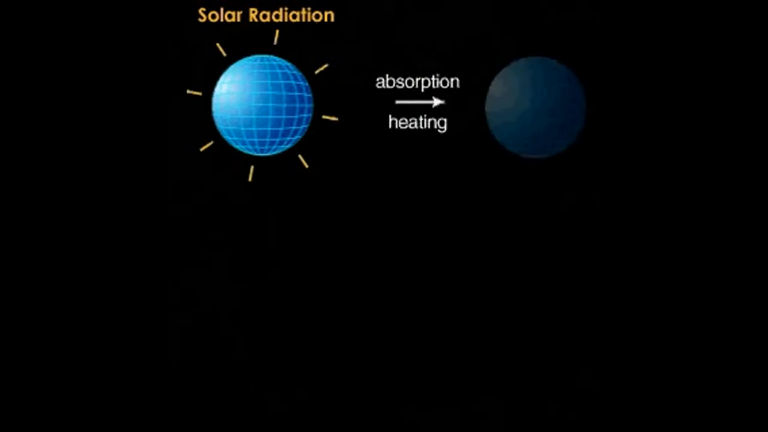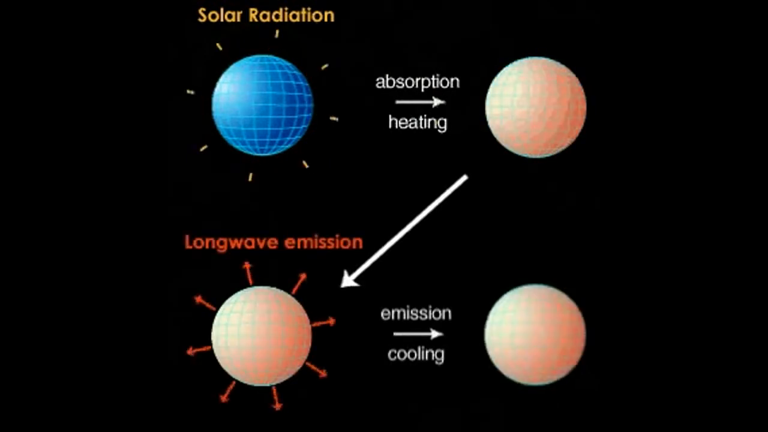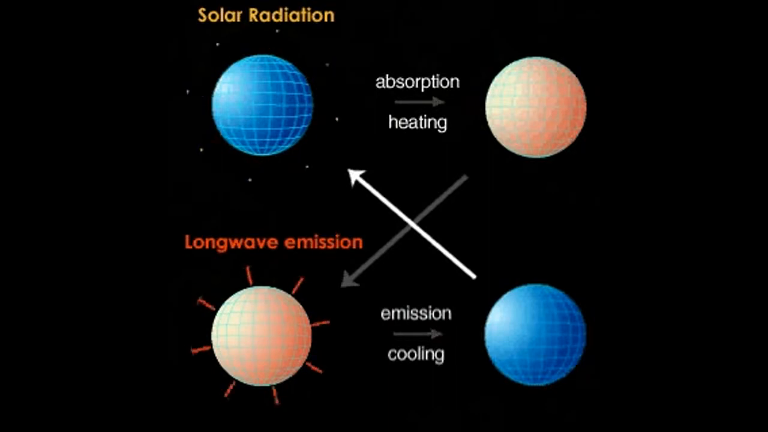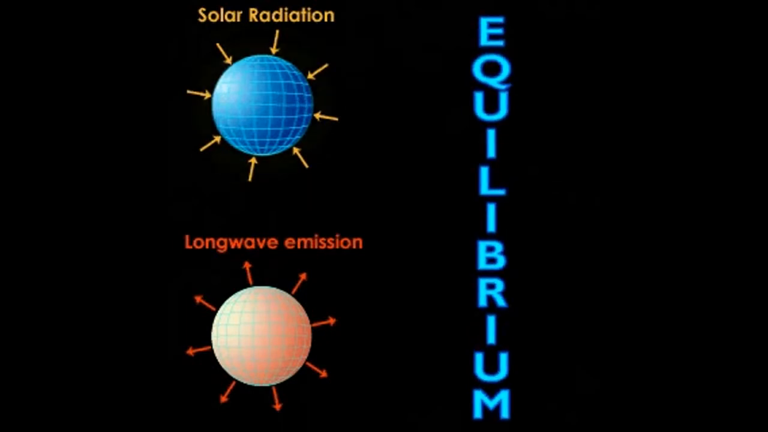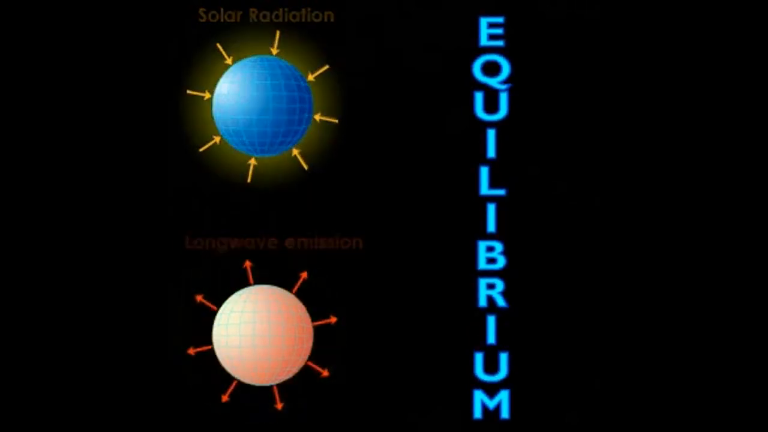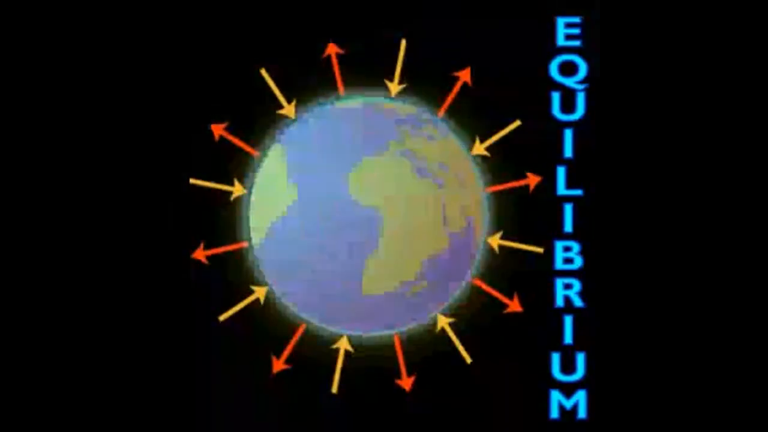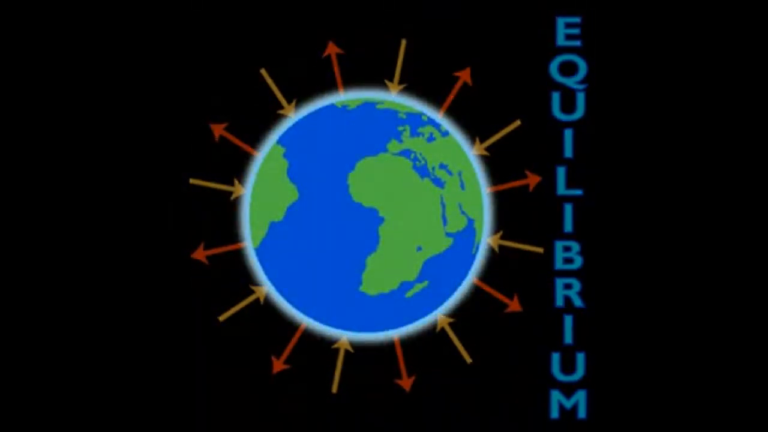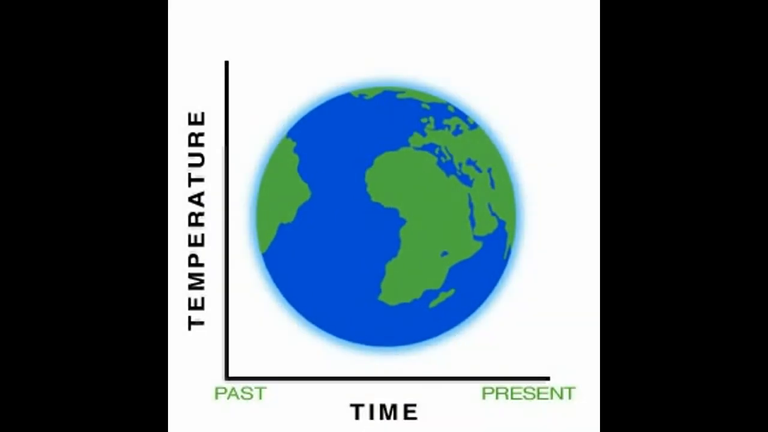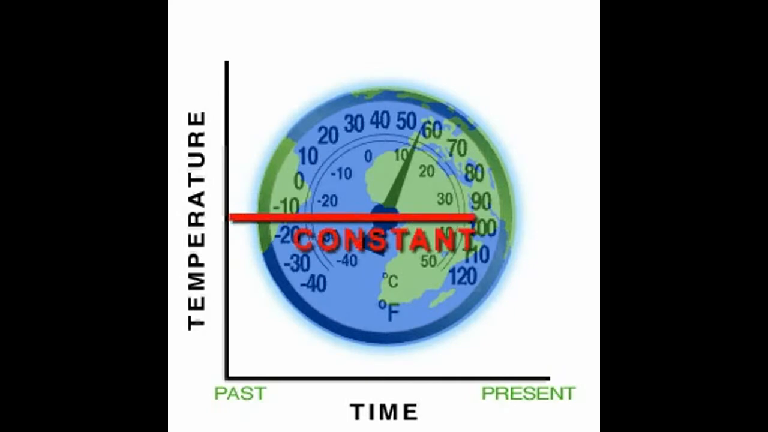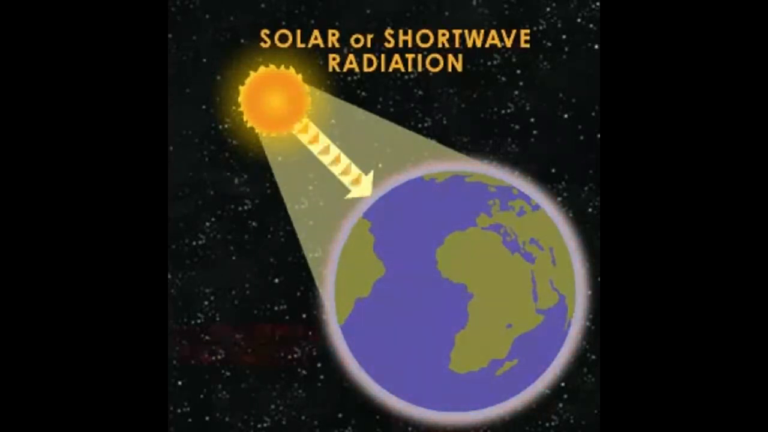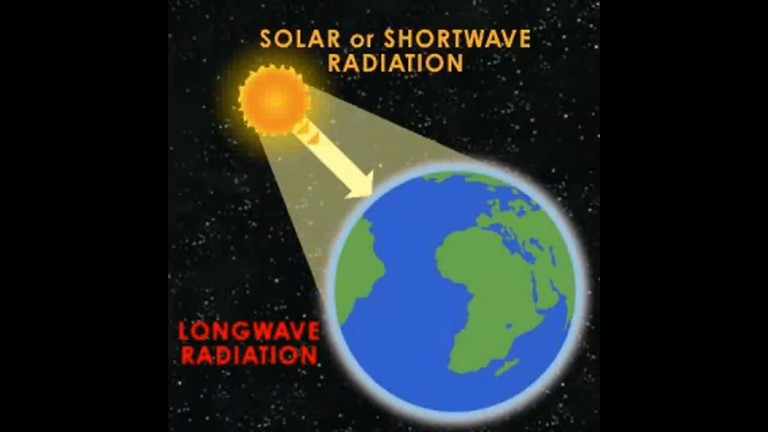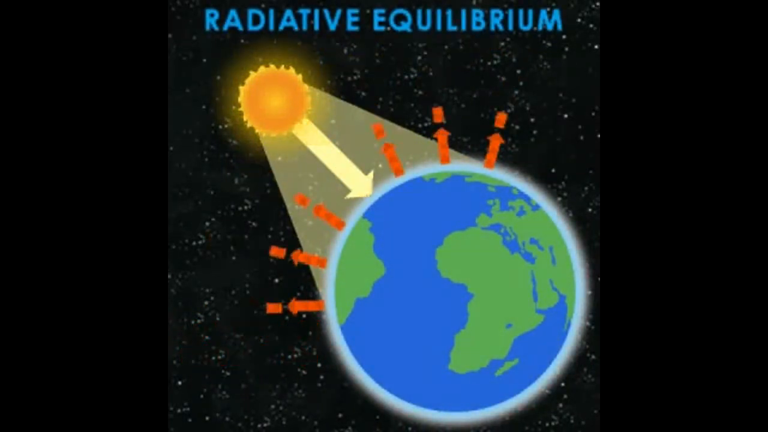This dynamic physical process of absorption and emission and resultant heating and cooling creates what is known as a state of equilibrium. The term equilibrium describes a stable condition where all of the influencing factors are in balance and so cancel each other out. Because of this equilibrium, the temperature of the Earth has been relatively constant over time. For scientists, this balance between the amount of solar radiation absorbed and the amount of long-wave radiation emitted by the Earth is known as radiative equilibrium.